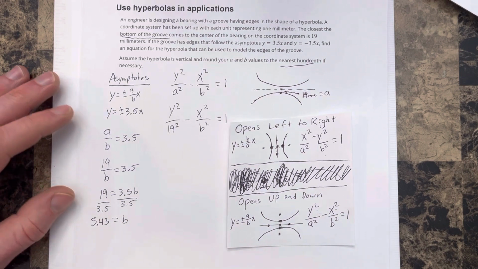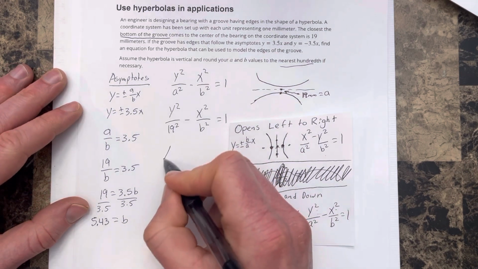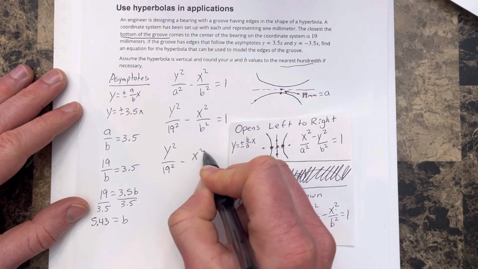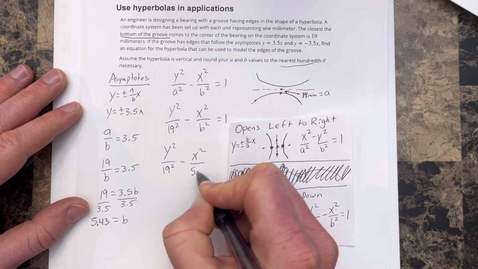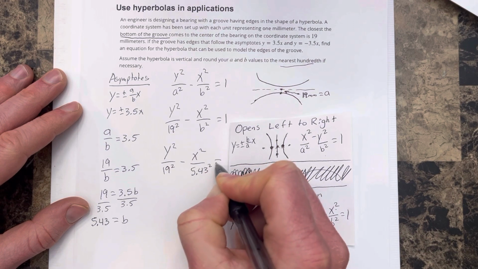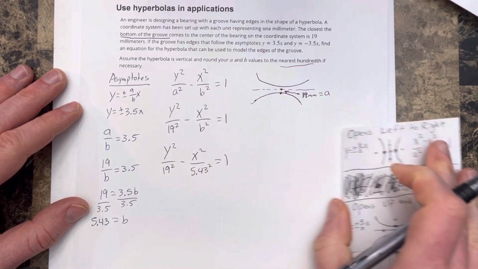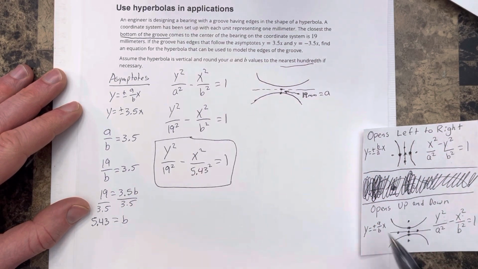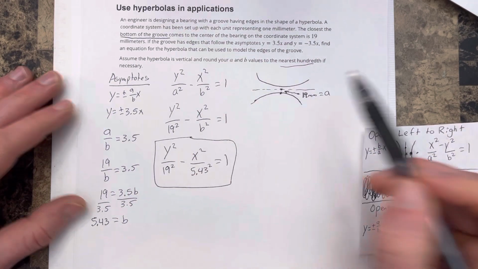5.43 for b. So now I can write this as y squared over 19 squared minus x squared over 5.43 squared is equal to 1. And that's my equation for this bearing situation.